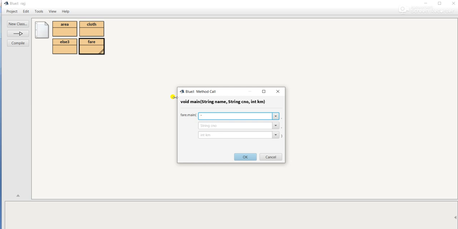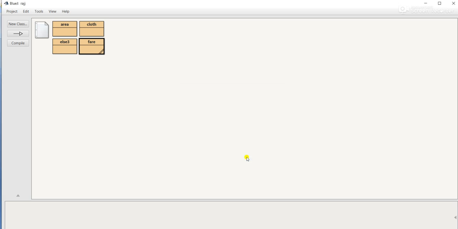Every string data should be enclosed in double quotations, and in double quotations I gave A, B, C, D. This is a person name, any name we can give. Next we need to input the cab number in double quotations, KA something, AA some 1 2 3 4, some strange number I gave. And next we need to input the number of kilometers. For example, I traveled some 70 kilometers. Then the bill is going to be ready.